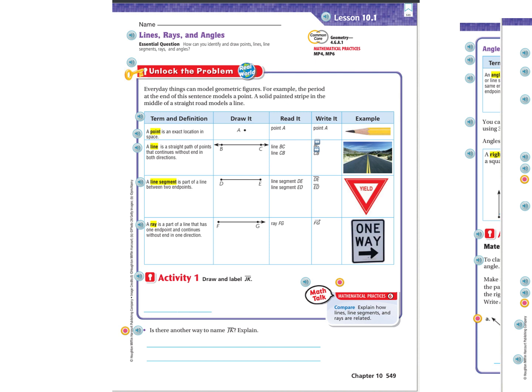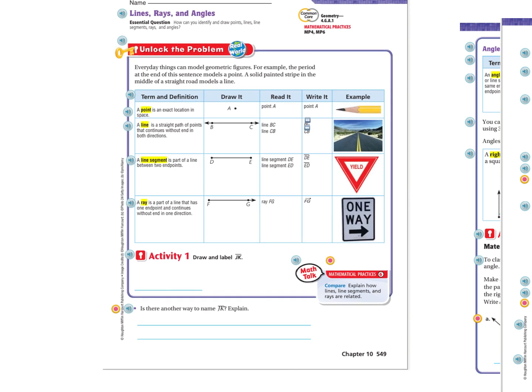All right, let's unlock the problem. Now remember, let's be math detectives and circle our clues. Ready? Read. Everyday things can model geometric figures. Let's get everybody to read. Go. For example, the period at the end of this sentence models a point A. A solid painted stripe in the middle of a straight road models a line.